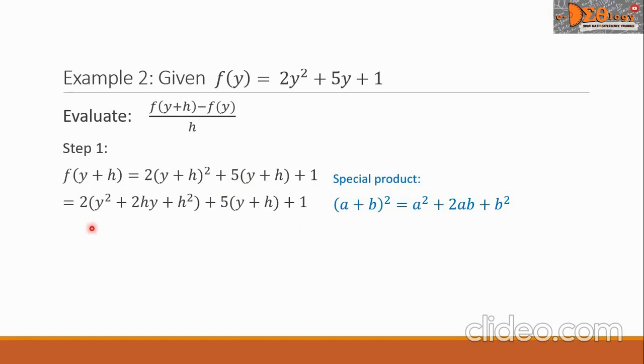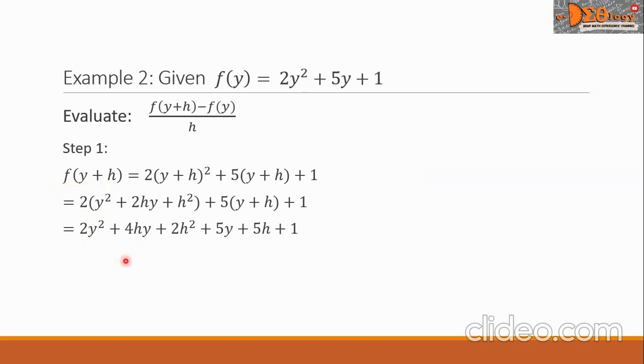Then on the next line, we will multiply the number 2 to each term of the trinomial. Also, this number 5 will be multiplied to the binomial here. So we have 2y² + 4hy + 2h² + 5y + 5h + 1. So we are done with our step 1. This is the value for this f(y + h).